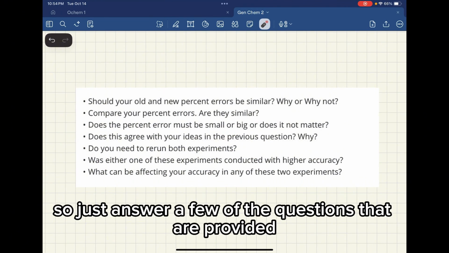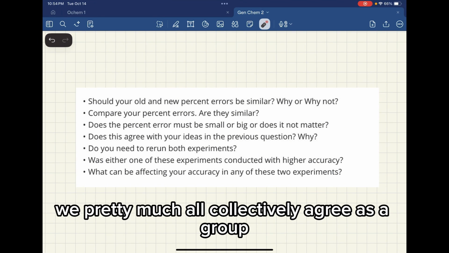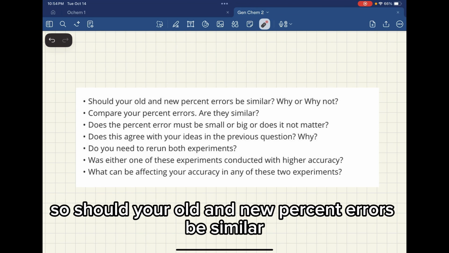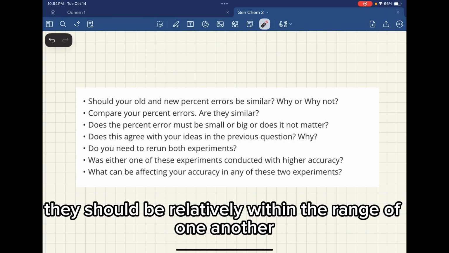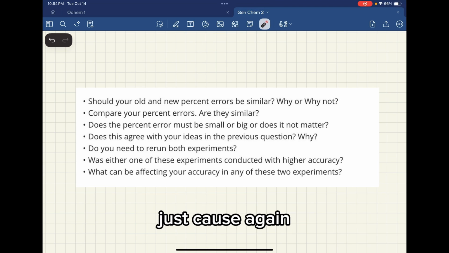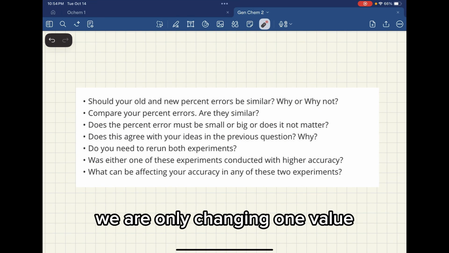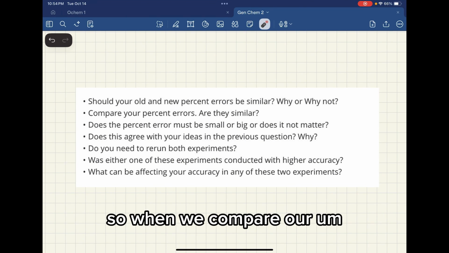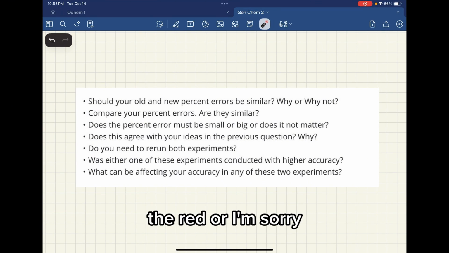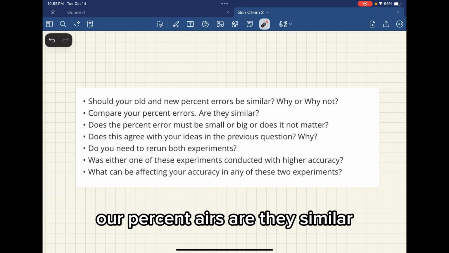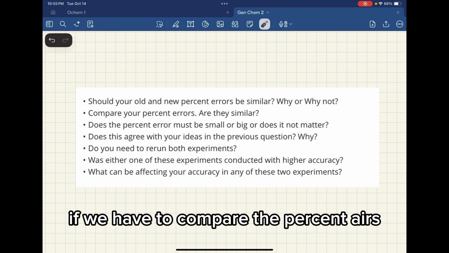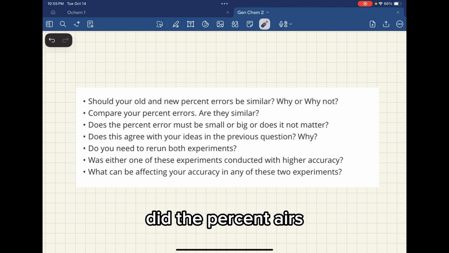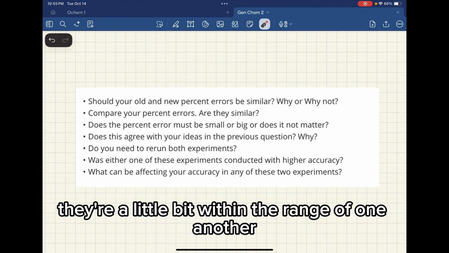So just to answer a few of the questions that are provided, we pretty much all collectively agree as a group that this is the answer to those questions. So should your old and new percent errors be similar? Why and why not? They should be relatively within the range of one another, just because, again, we are only changing one value, and it happens to be the 2-gram increase. So when we compare our percent errors, are they similar? Specifically when we did the percent errors, they're relatively within the range of one another.